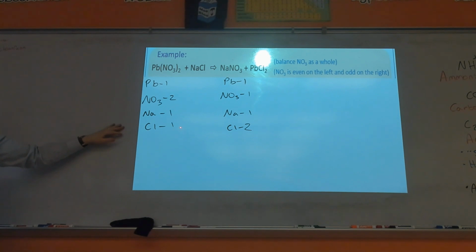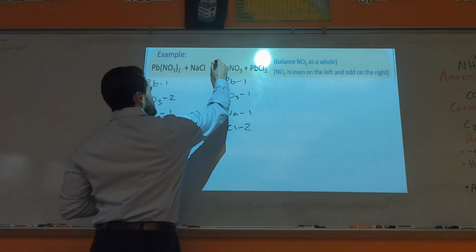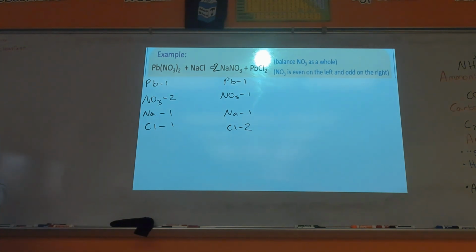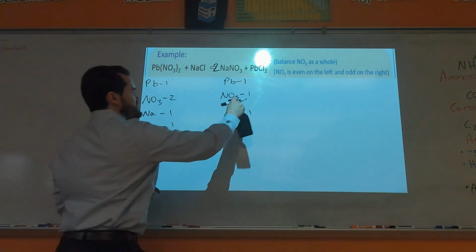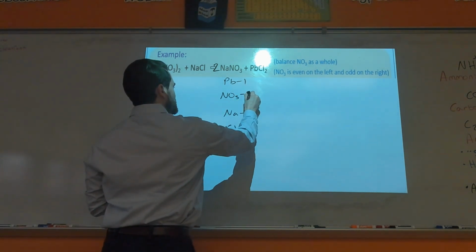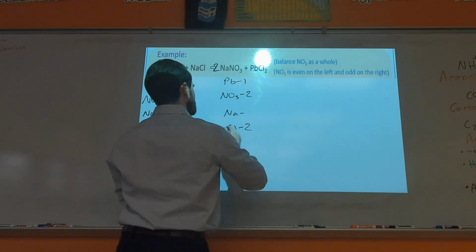I don't know that there's necessarily a best way to deal with them. I think let's try dealing with our nitrates here. Let's try putting a 2 there, and let's see what that does for us. So if we put a 2 there, let's update our numbers. That would mean there's 2 nitrates, and there's 2 sodiums.